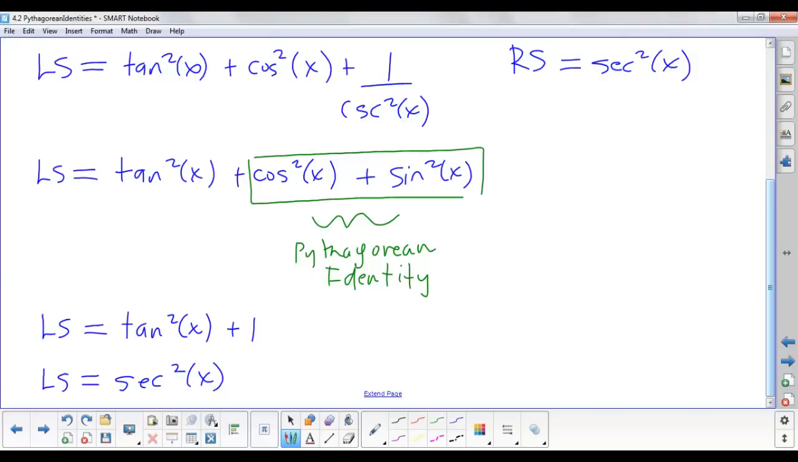Right, and if I compare my left side and my right side at this point, we now see the left side equals right side, and we'll end with QED. That was what we expected to be proven. Alright, so that example is done.